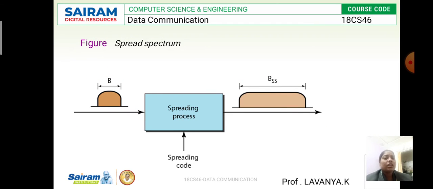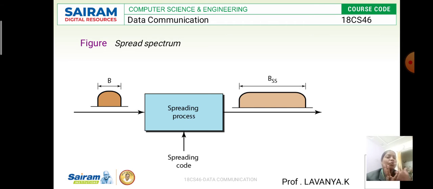Now look at this diagram of the spread spectrum bandwidth. On the left-hand side, it shows the small bandwidth. First of all, the bandwidth will be minimum when the given data is being processed. When they spread the data to each station, the bandwidth of the spread spectrum will be large, because each station wants to receive its own set of data.